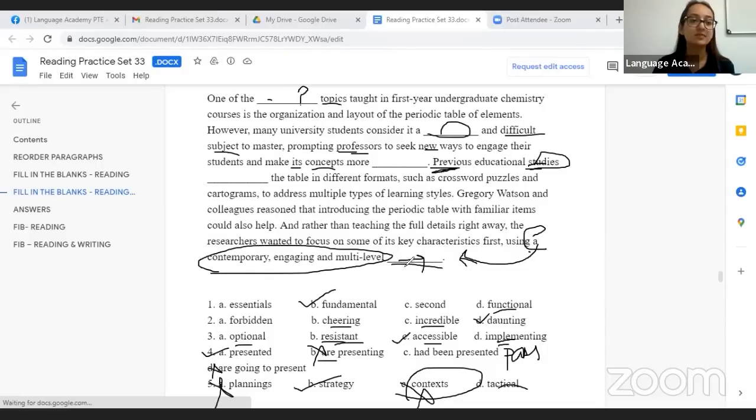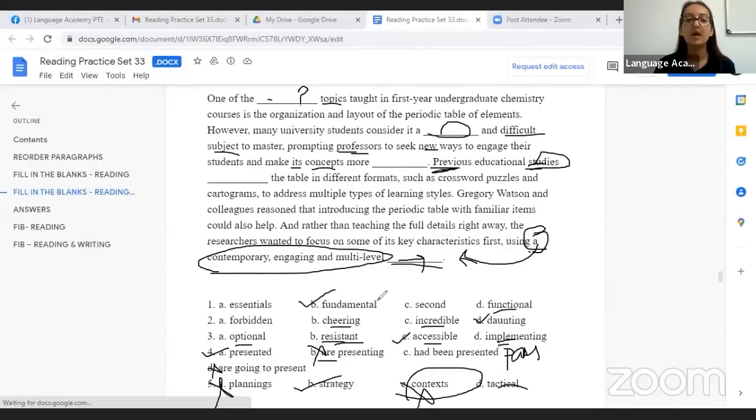Having three words doesn't mean that you will put a plural noun there. You will have to check the noun with your article, not with the adjectives. So these are the answers. The first one is "basic topics". That means fundamental topics. We needed a negative word in the second blank.